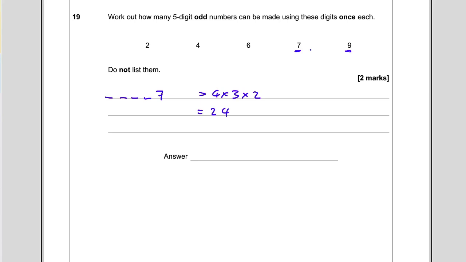And then actually, because we've got blank, blank, blank, blank, 9, there's going to be 2 lots of that. So I would really need times by 2. So that's going to be 48. There are going to be 48 possible combinations.